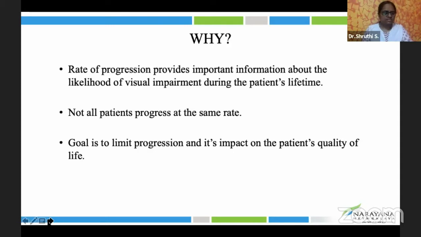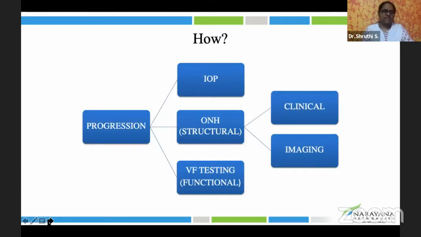Not all patients progress at the same rate. So the goal of glaucoma management is to limit the progression and its impact on the patient's quality of life, including the economic concerns and the drug compliance. So how are we going to detect the progression? We see progression with normal IOPs as well.